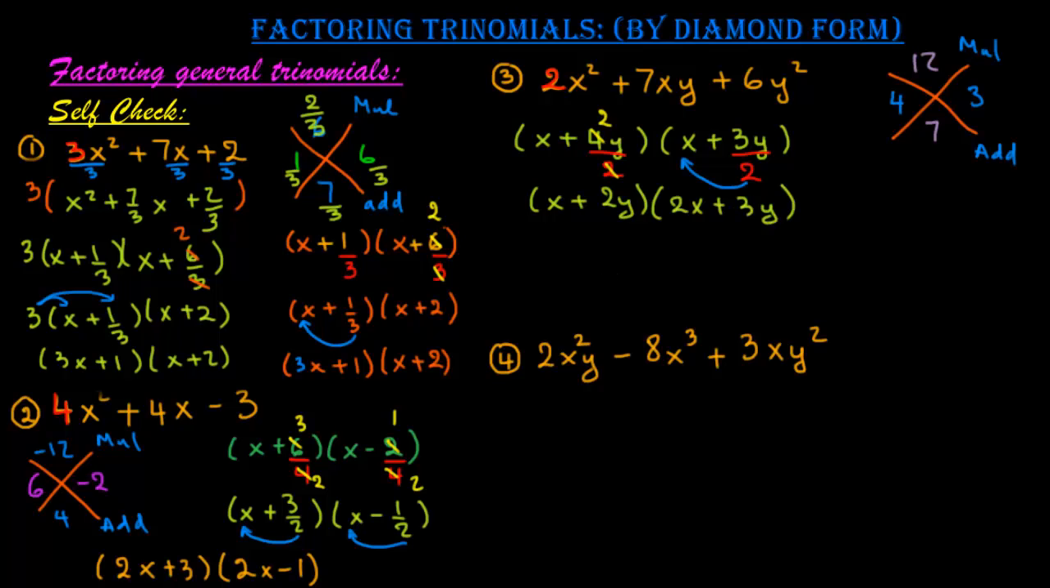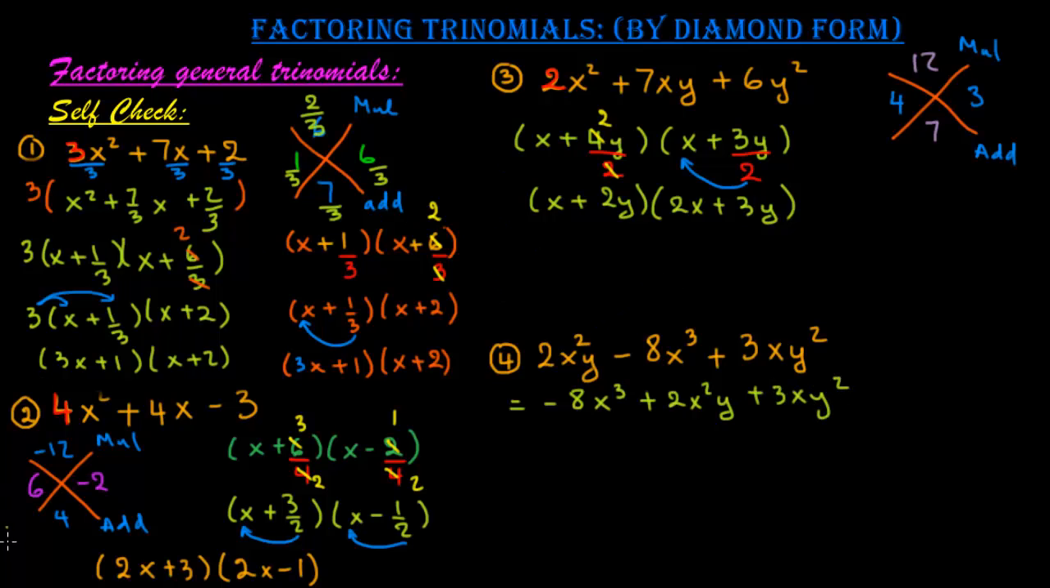Now example 4. As you see, example 4 looks really weird. So our first step, if you go back to example 6 before, you will see that we need to rewrite this one in descending order, which means the highest power will go first. So negative ax cubed will be the first term. The second one is positive 2x squared y, and plus 3xy squared.